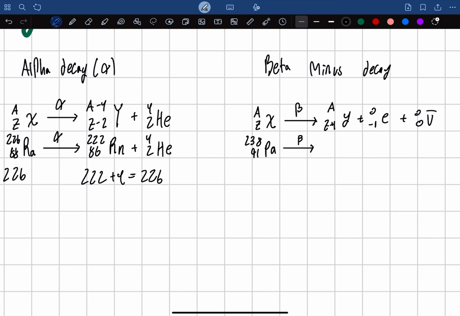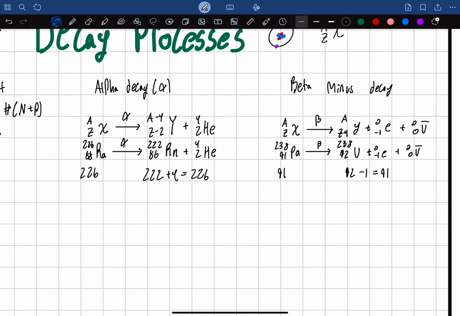Okay, so I'm going to start now. The main thing about this one is the nucleon number does not change because we're just replacing a neutron with a proton, so it's going to be the same. The proton number is going to be added 1, so you're going to have 92. So this is going to become uranium. And of course, you have to add the electron and antineutrino. So as you can see here, there's 91 here, and there's 92 minus 1, which is equal to 91. So then the number of protons are equal to each other, which is the most important thing.